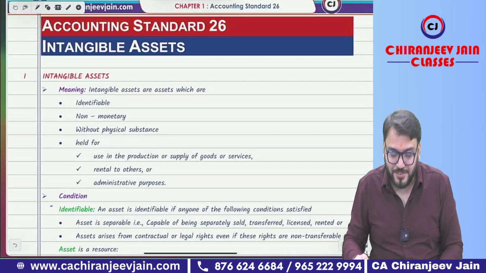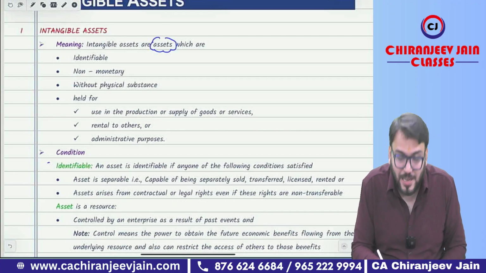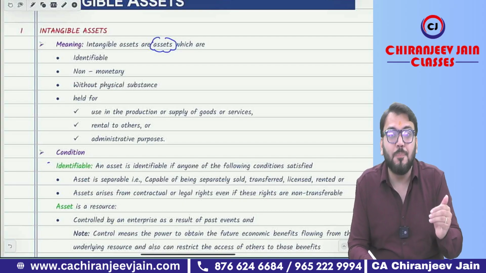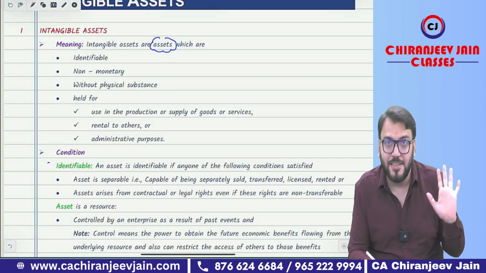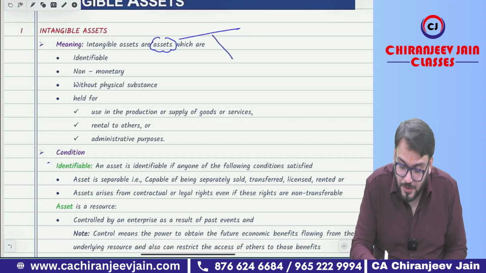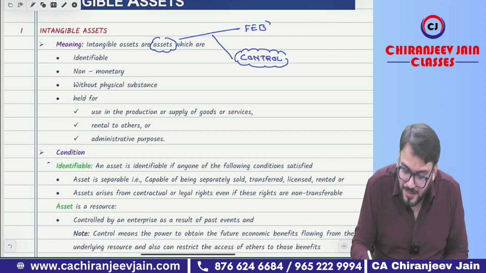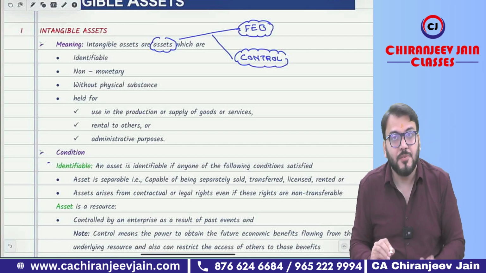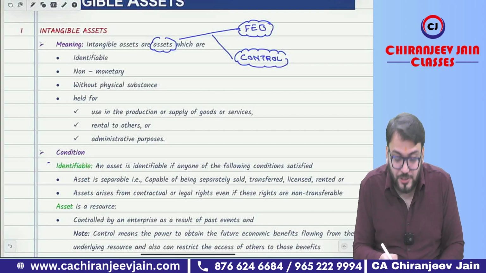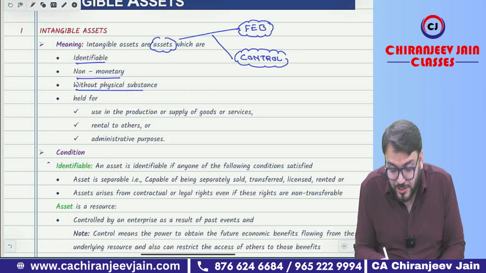So what is the meaning of intangible asset? Of course, it is an asset. So now we have understood an asset can be inventory, an asset can be property, plant, equipment, an asset can be an intangible asset. When I say asset, asset means what? Asset means future economic benefit and control. If these two conditions are satisfied, then any resource will be an asset. Correct? So intangible assets are assets which are identifiable, non-monetary, without physical substance.